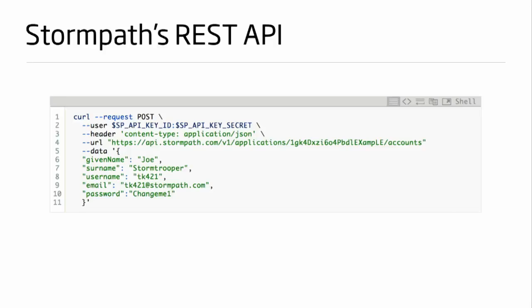Stormpath's REST API is very easy to talk to. Here's an example with curl. You pass in your API key and secret, which would be in the .stormpath directory in an apiKey.properties file, and then you pass in that you want application/json to be returned. You give an endpoint, whether that's your applications or your accounts or whatever, and then the data that you want to send. This is how you create a new user account with our API.